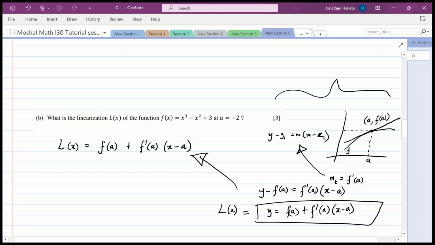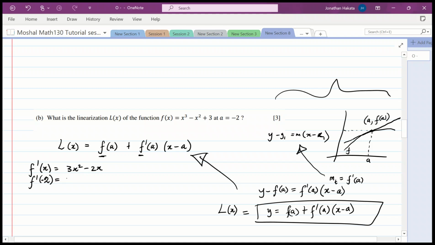So let's come back to the question. As you can see in this formula, we will require f of A, we will require f prime. So let's calculate these things separately. Let's start off by calculating f prime of x. The derivative of f of x there will be 3x squared minus 2x. Okay, the derivative of 3 is 0. Now let's evaluate this derivative at the given point. The given point is negative 2.